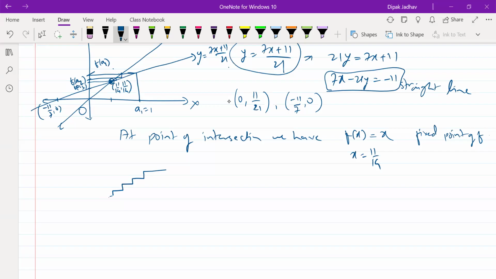And you'll have all terms of the sequence appearing on the y-axis. From this it is obvious that f of a1 is the highest value. F of a2 is smaller than f of a1. F of a3 is smaller than f of a2. So f of an is a decreasing sequence and converges to 11 by 14. Is it okay? Decreasing sequence and decreases to 11 by 14.